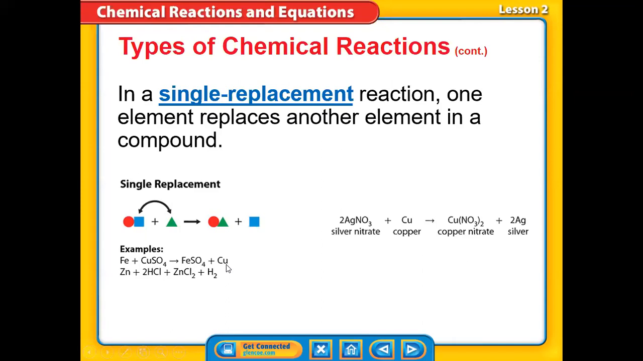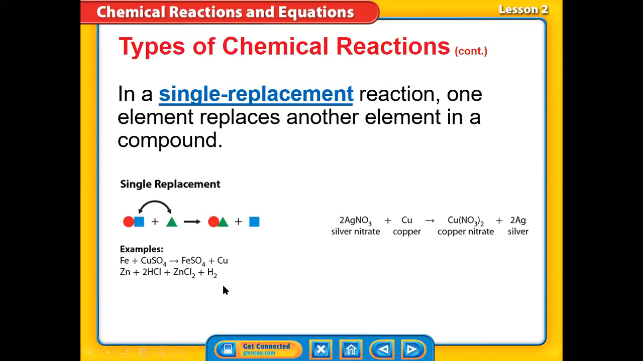Okay, is it clear? Who can tell me what happens in the second equation? Zinc reacts with hydrochloric acid and ends with ZnCl2, zinc chloride, and hydrogen gas is evolved.